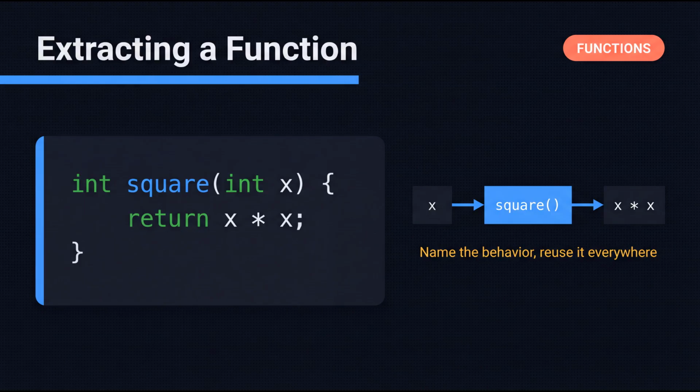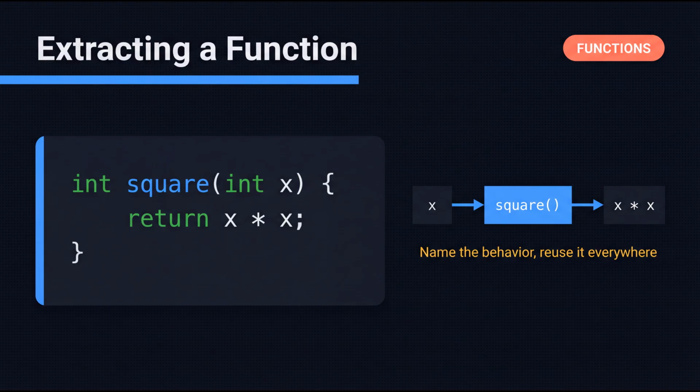Once you find yourself writing the same logic in multiple places, it's time to extract a function. A function has a return type, a name, parameters, and a body. In this example, int square, taking int x, returning x times x. The return type is int. That's what the function gives back. The parameter x is the input. The body computes x times x and returns the result. Now, anywhere in your program, you can write square of 5 and get 25.